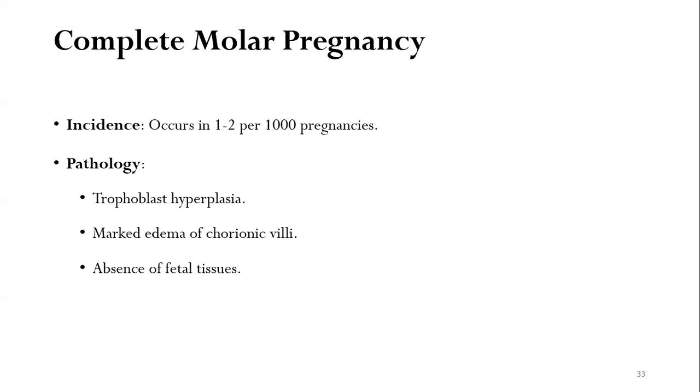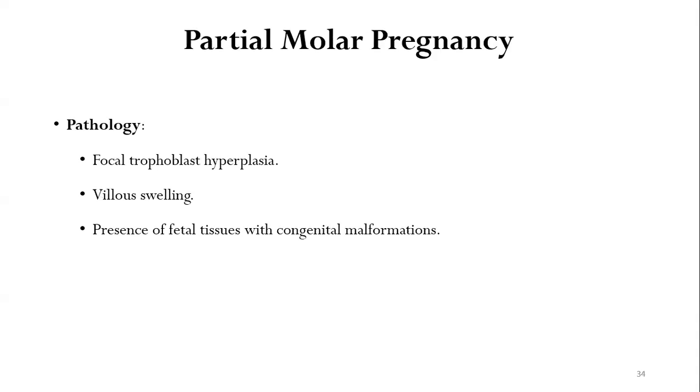What is complete molar pregnancy? The complete molar pregnancy occurs in 1 to 2 per thousand pregnancies. The pathology involves hyperplasia of the trophoblast, marked edema of the chorionic villi, and absence of fetal tissues. So in the pregnancy, you will not see fetal tissues or any fetal pole, but you will see marked edema of the chorionic villi and trophoblastic hyperplasia.